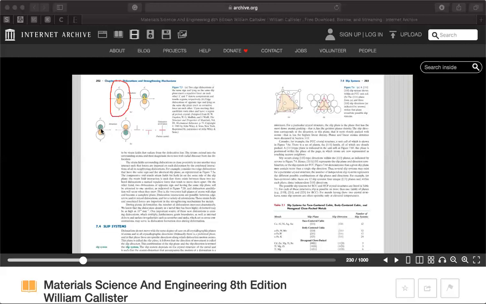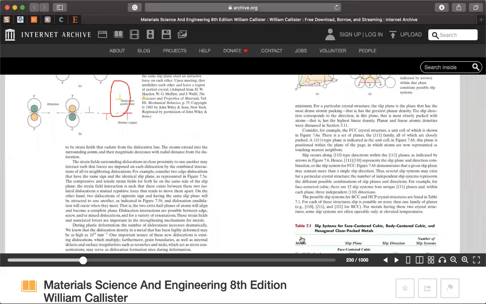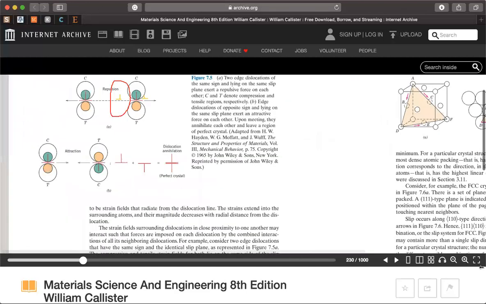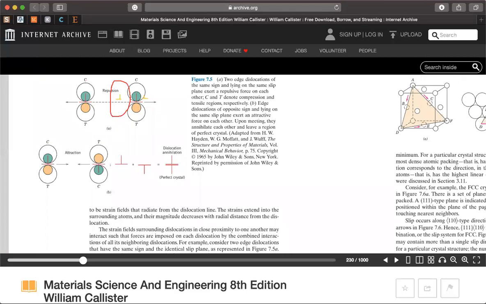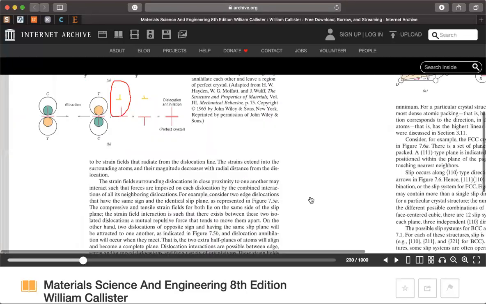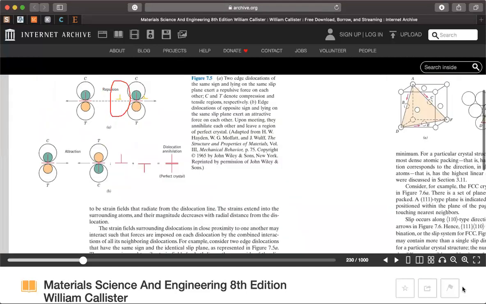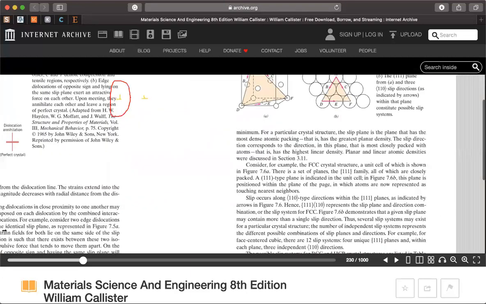Now, what do you think is going to happen if they have opposite sign? The two dislocations will join together, forming one line. Why do you think the material will do that? To make the energy of the system less. Great.